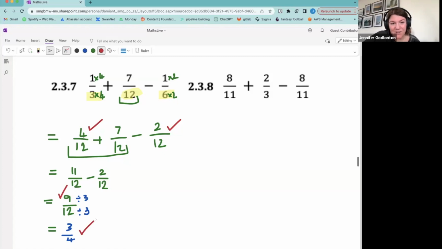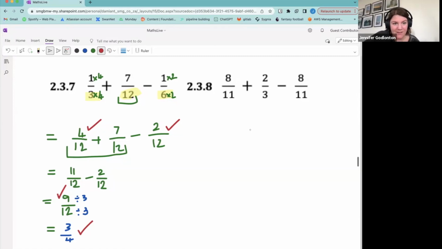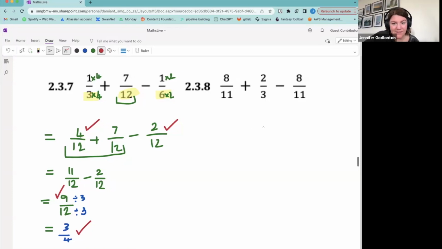Okay, give 2.3.8 a try for me. Don't be scared. I'm going to keep 2.3.7 on the board so you can see what I did.